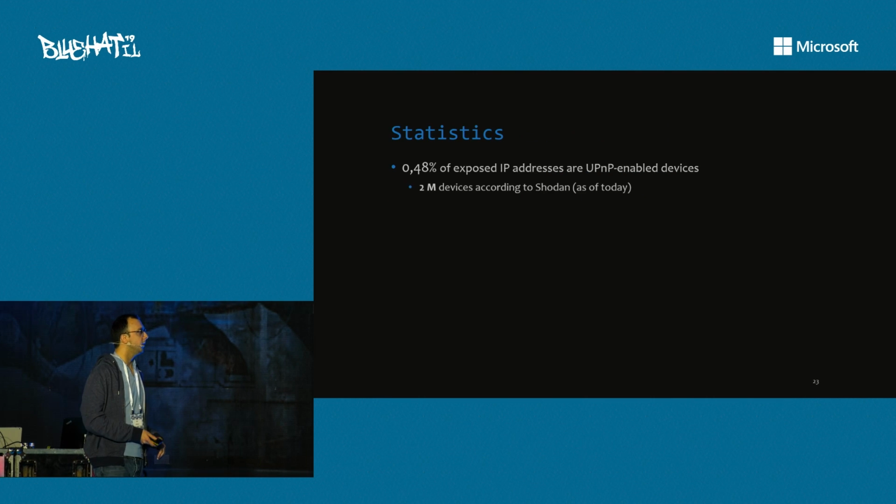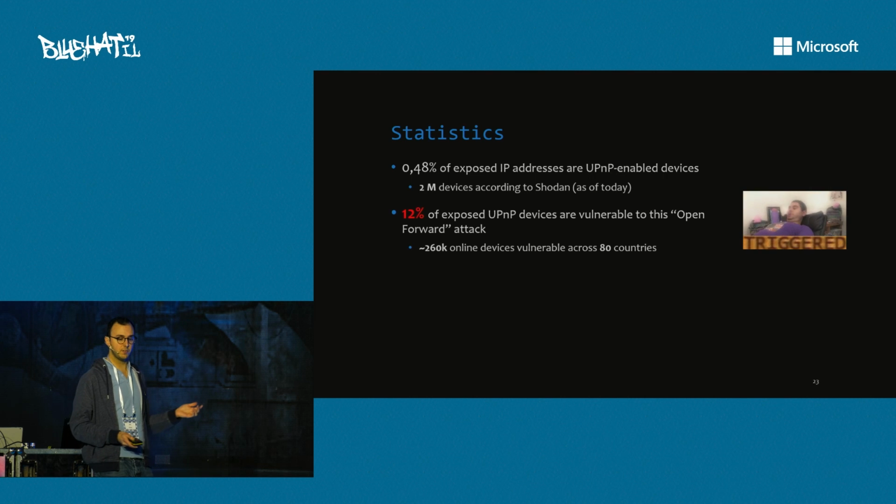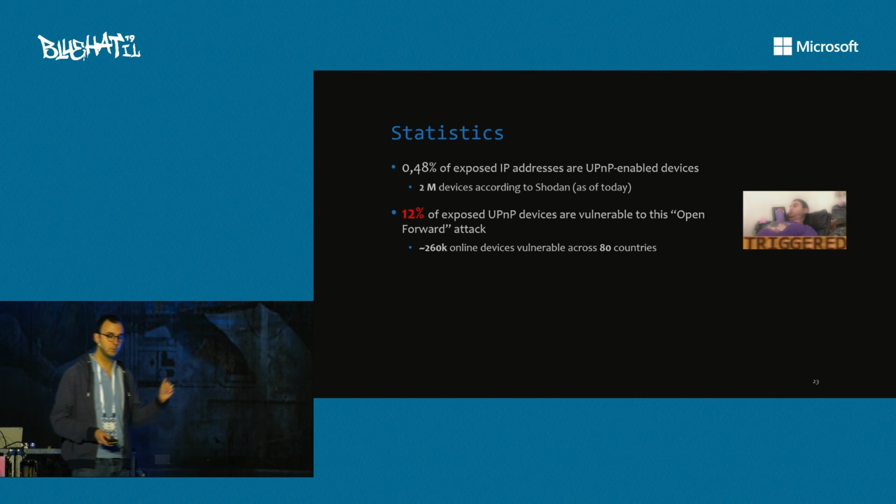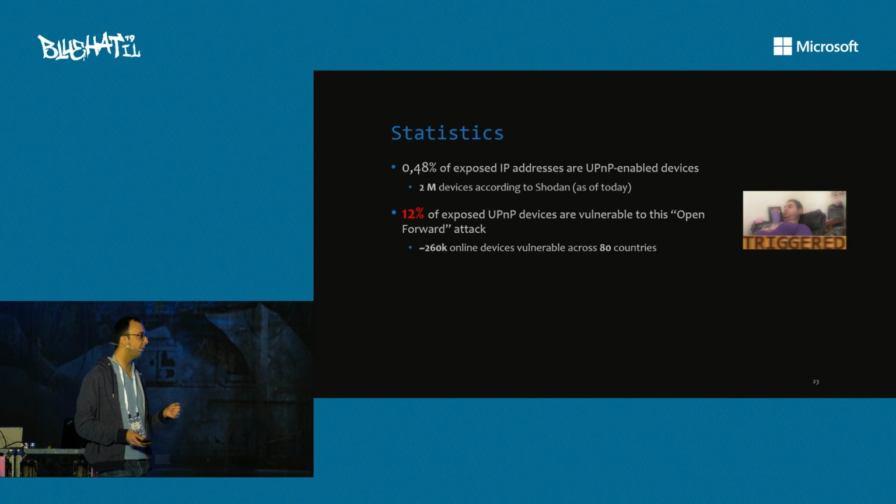So, I found out that UPnP-enabled devices account for almost 0.5% of all the IPv4 address space, which is, I mean, small, but kind of huge when you compare to other services. And among those, 12% are vulnerable to the open forward attack. That's quite a lot because it's 260,000 devices online right now being vulnerable.